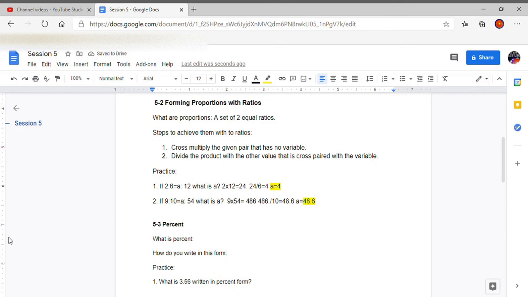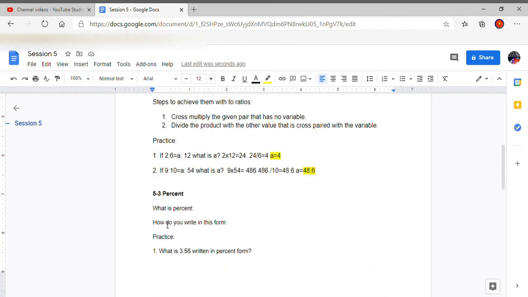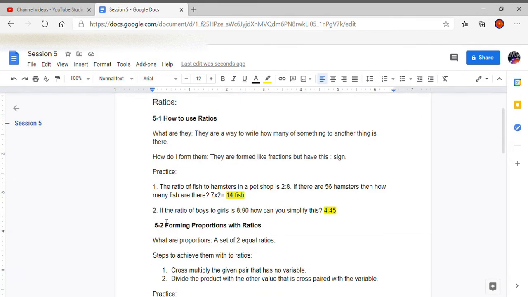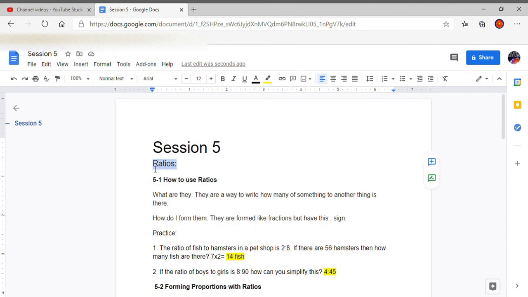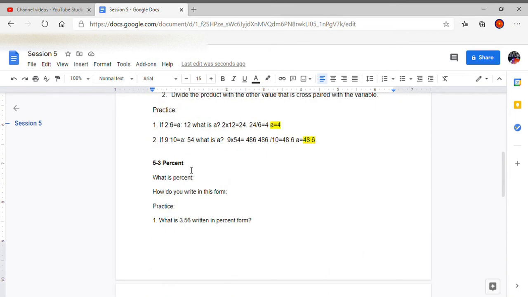Now on to percent, which is the fourth way that you can write fractions or decimals. The first one being ratios, second one being percent. So what is percent?